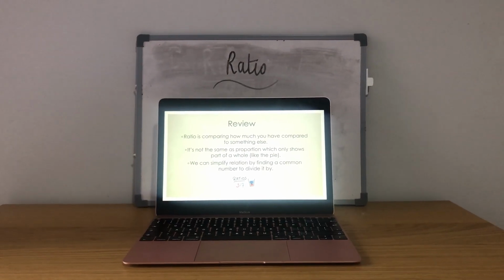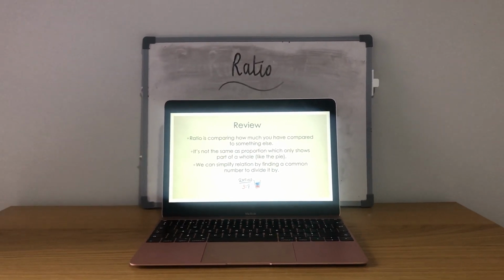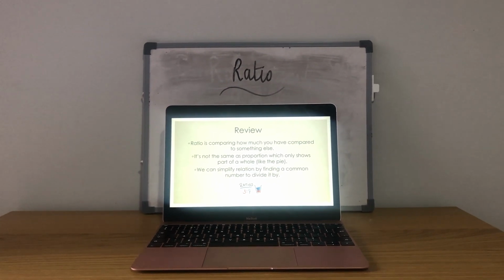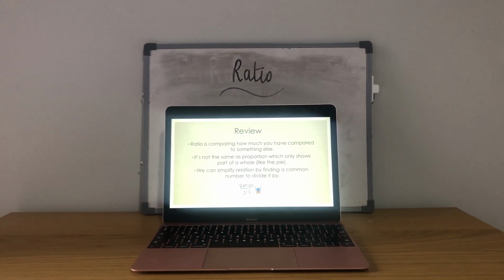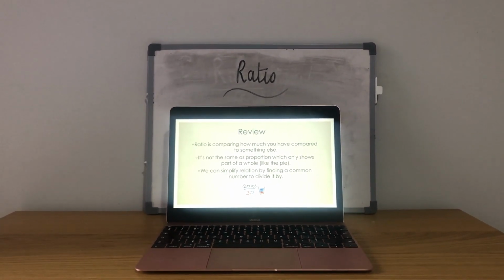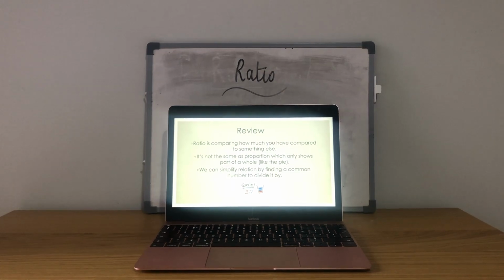Let's recap. Ratio is comparing how much you have compared to something else. It's not the same as proportion, which only shows part of a whole thing, like 1/4 of a pie. We can simplify ratios by finding a common number that they can all be divided by.